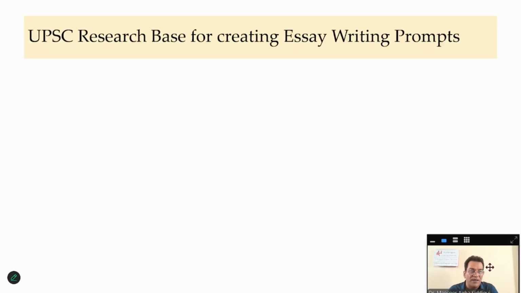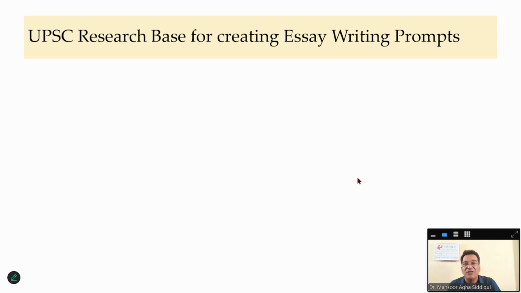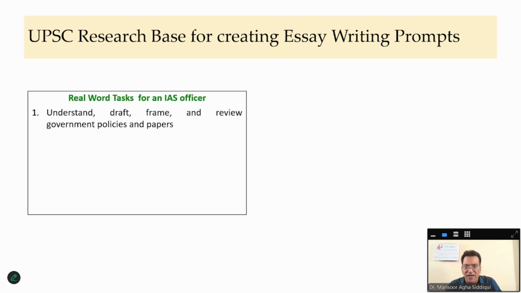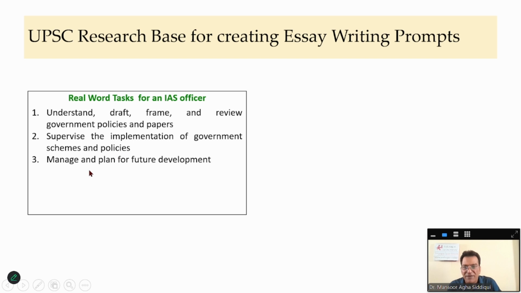Now comes an important part as to how UPSC actually decides what essay topic to be given to the students. The method is that UPSC studies the real world tasks of an IAS officer. It sees what kind of works does an IAS officer have to do. IAS officers have to understand, draft, frame, and review government policies and papers. They have to supervise the implementation of government schemes and policies. They have to manage and plan for future development.